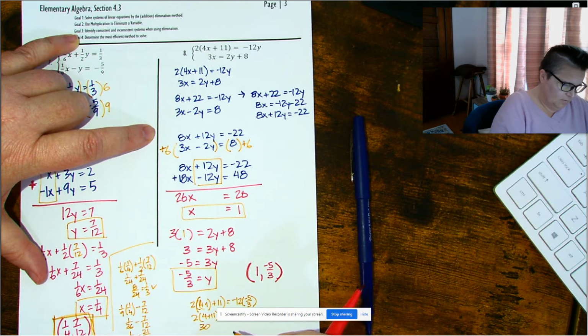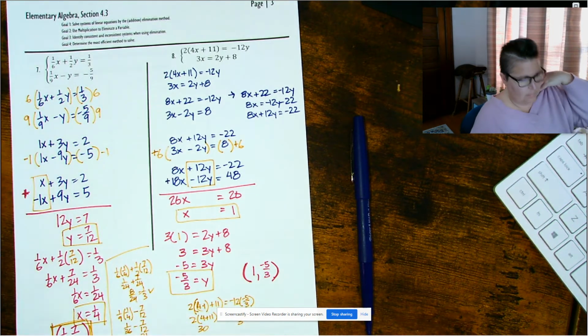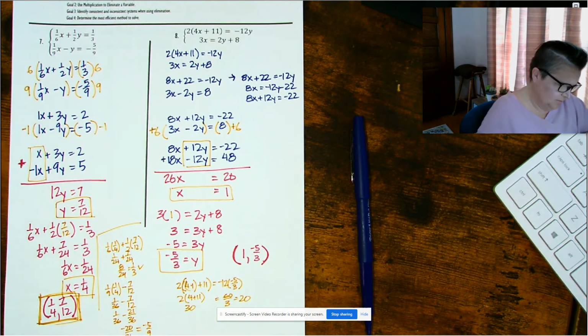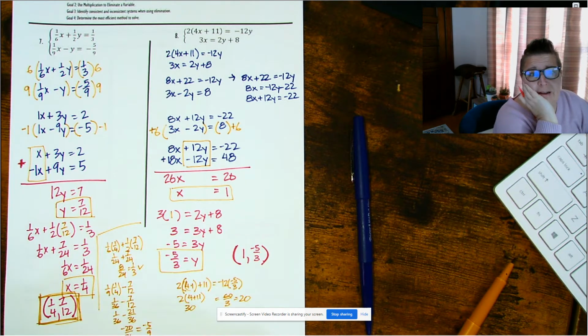4x plus 11, that's 4, that's 2. I've got 5/3. That's going to be a 60 over 3, which is 20. Okay, I got a wrong answer. So now I got to look back at all of this and figure out what went wrong.